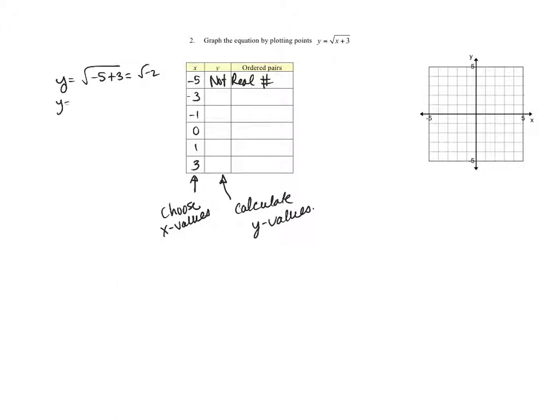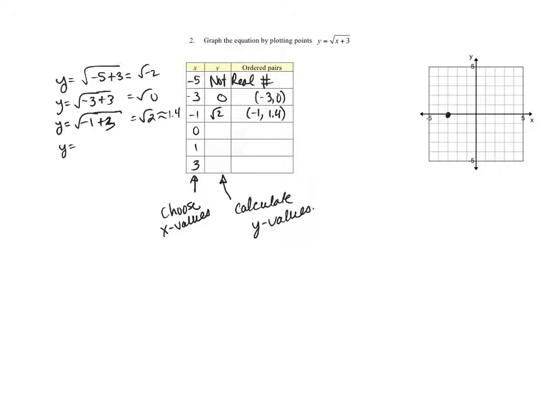Let's try the next one. If x is -3, we'd get -3 plus 3, which is the square root of 0, which is 0. So there's an ordered pair. -3, 1, 2, 3, and 0. And now let's try our next one. -1 plus 3, that would be the square root of 2, and that's about 1.4. So that square root of 2, I'm going to graph that ordered pair, -1, and then it's about 1.4.